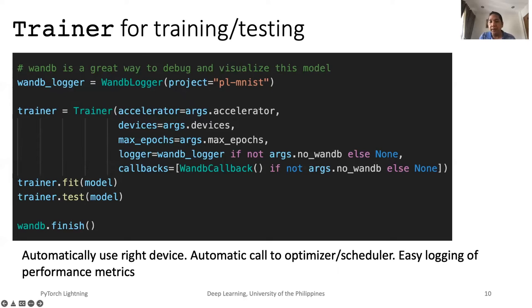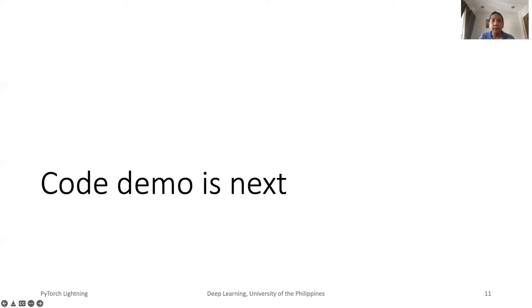Trainer automates many of the boilerplate code in training and testing. We do not need to create for loops, disable and enable gradients, and display performance metrics and losses. The right device is chosen automatically. The call to optimizer and scheduler is automatic. We can use callbacks to perform all sorts of logging. Thank you for listening. We will have a code demo.